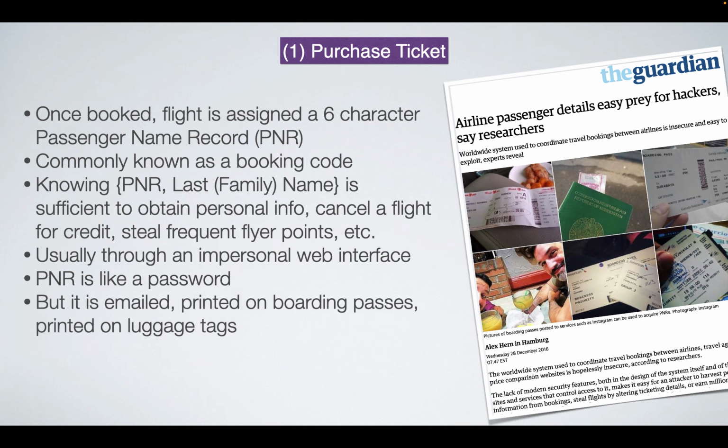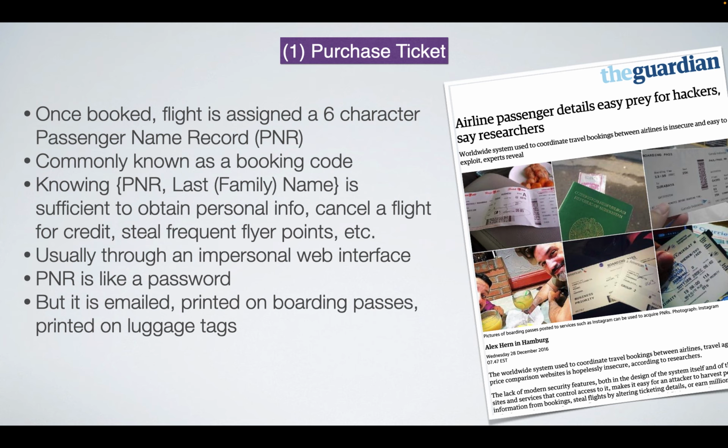Okay, and then basically every tag that you get from the airport, like the things that you put on your luggage, your boarding pass, whatever, that code is printed on it somewhere. It might be in a QR code or something like that. You might not be able to see it, but it's basically there. It's the tracking information for your flight.